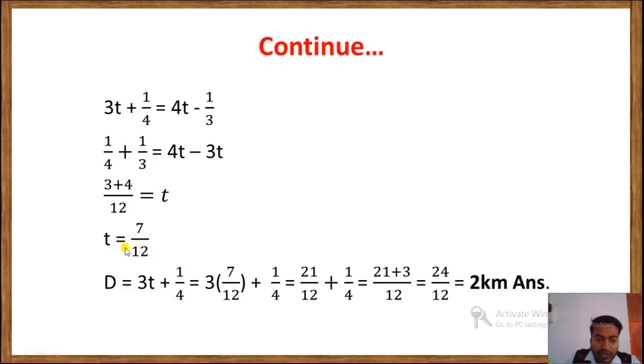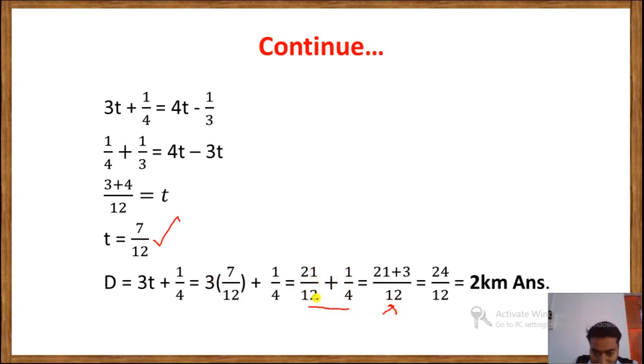Now we'll use the value of this t. So 3 into 7 by 12. Just now we got here. So 3 into the value of t plus 1 by 4. Okay. When we multiply this, we'll get 7 into 3, 21 by 12. Okay. 21 by 12 plus 1 by 4. Now we have to take the LCM of 12 and 4. When we take the LCM, we'll get 12.